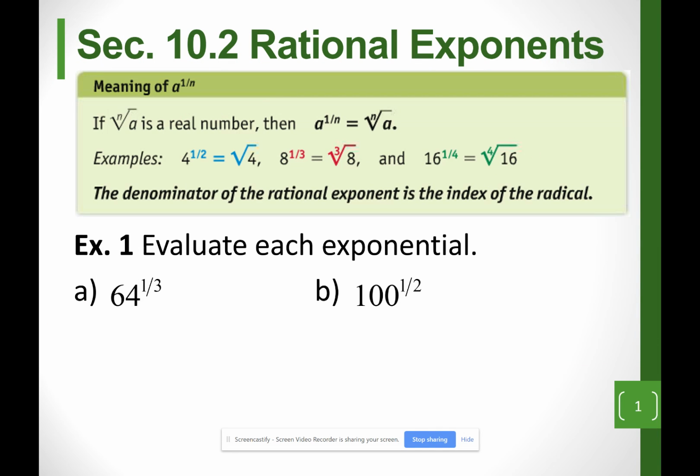Now here for 10.2, we're going to do rational exponents. So 64 to the 1/3, when we have it as a fraction, there's two ways we can write this. We can write this as 64 to the 1 in the cube root, or we can write this as the cube root of 64 to the 1. Notice how in both cases, the 3 is a root, and the 1 is an exponent.